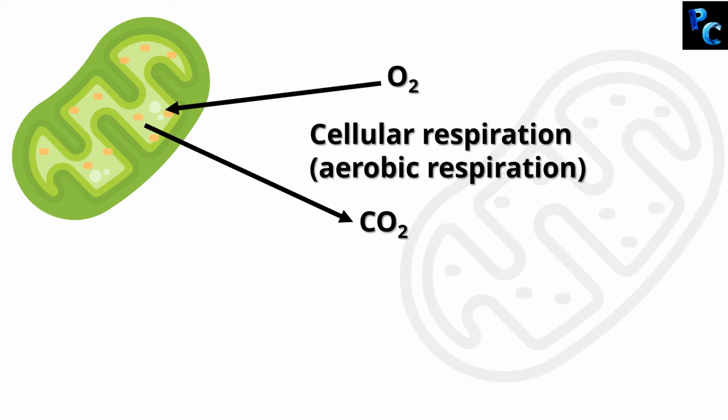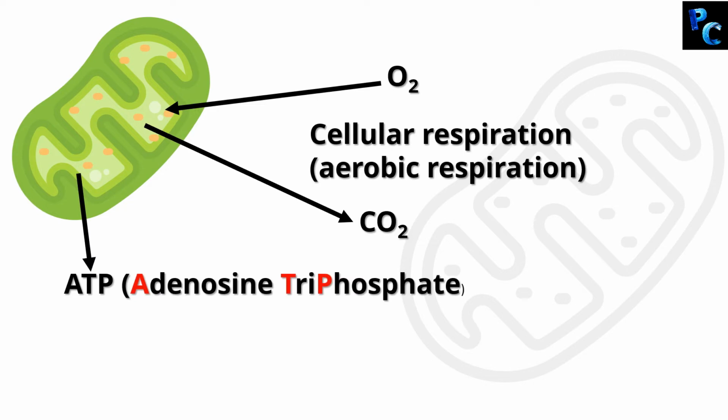So this is respiration, right? This is called cellular respiration. Actually, it is called aerobic respiration. Aerobic respiration is one kind of respiration where oxygen is used. So mitochondria does aerobic respiration. It also generates ATP, that is adenosine triphosphate.